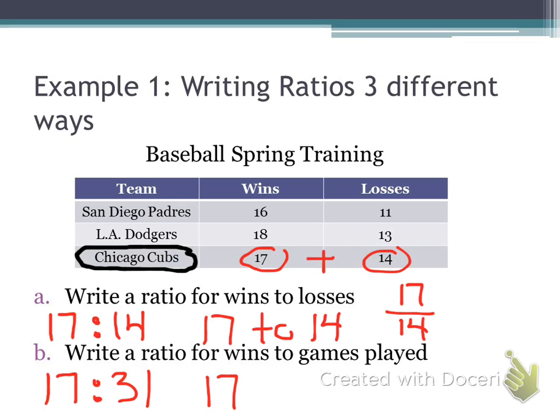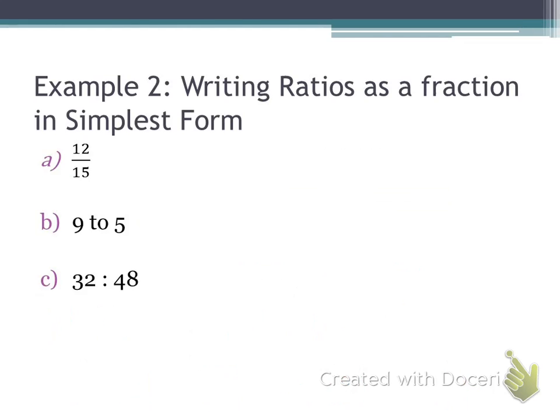Or I could write it 17 to 31 or 17 over 31. Any one of those 3 ways. Writing ratios 3 different ways. This is how you do it. So you take any numbers, okay, and if I say write a ratio for these numbers, this is how you would do it. Now in example 2, we're writing ratios as a fraction in simplest form.